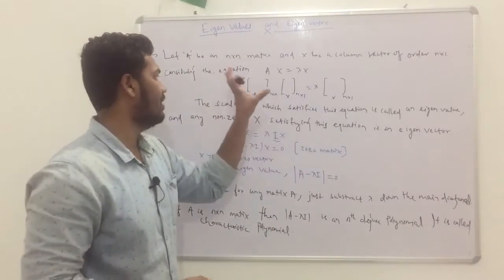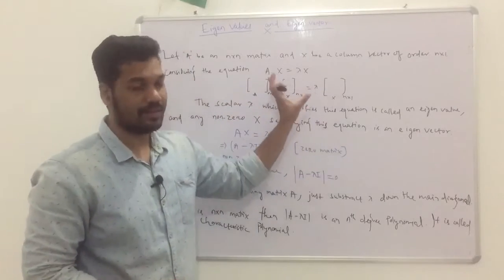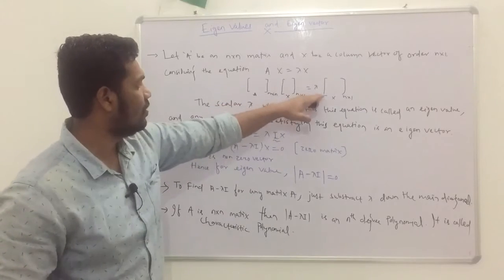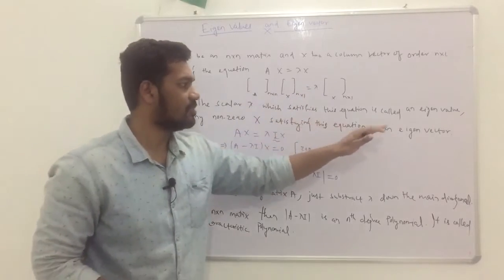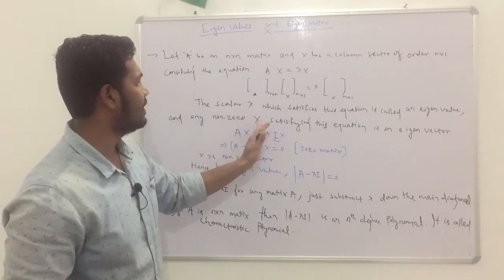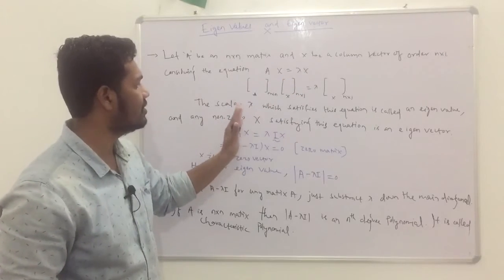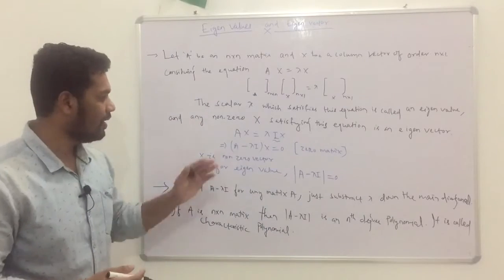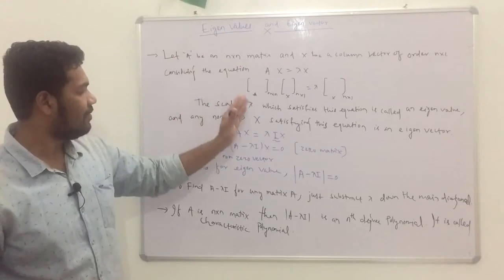If this equation is satisfied for the value lambda, then lambda is called your eigenvalue, and any non-zero x, which is nothing but your column vector, satisfying this equation is called your eigenvector. Okay, these are the very basic concepts of the eigenvalue and eigenvector problem.